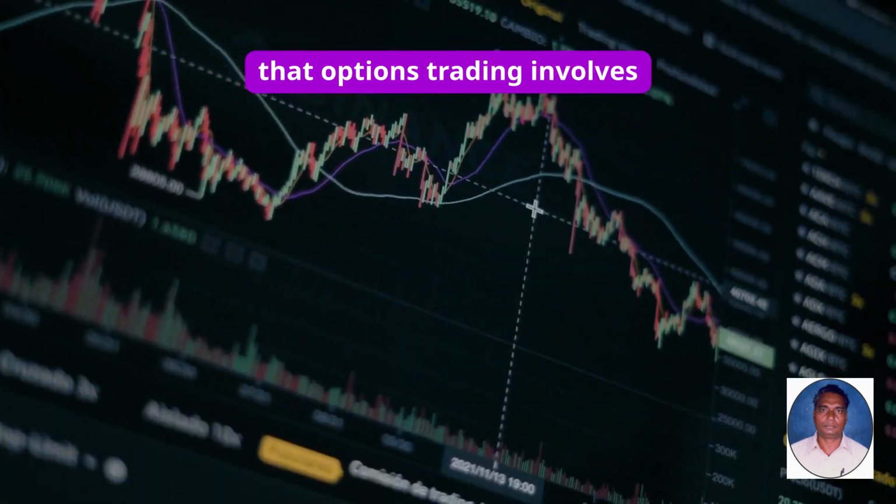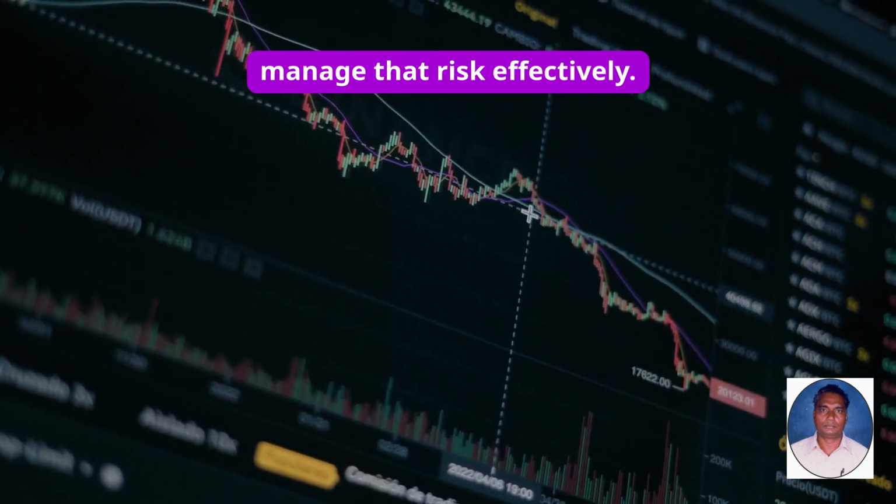Remember that options trading involves risk, and it's crucial to manage that risk effectively.